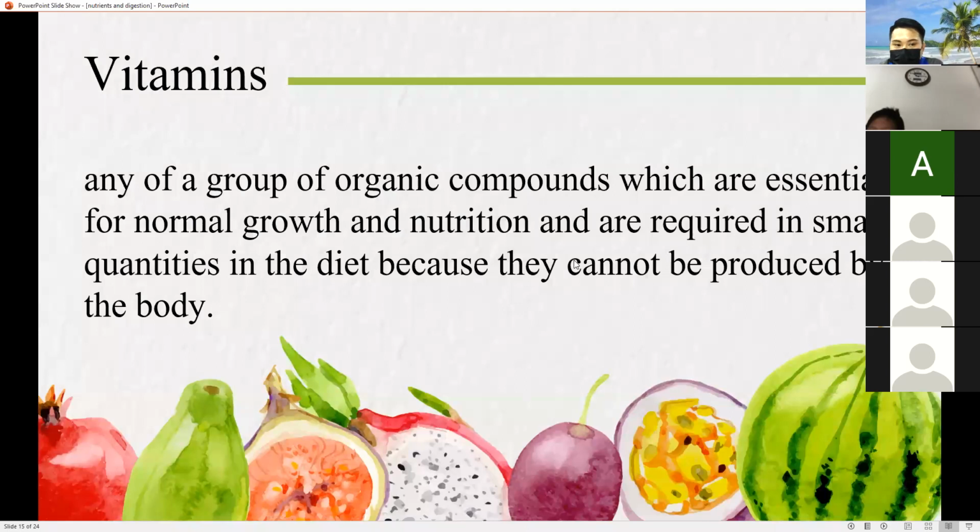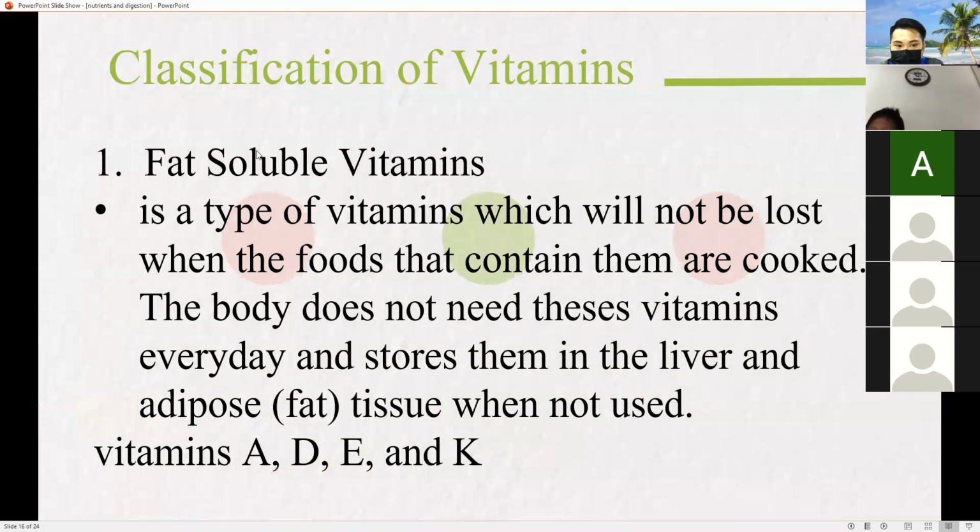So these are the vitamins that we can get. First one is the fat-soluble vitamins. It's a type of vitamins which will not be lost when the foods that contain them are cooked. So the body does not need these vitamins every day and stores them in the liver and adipose or the fat tissue when not used.